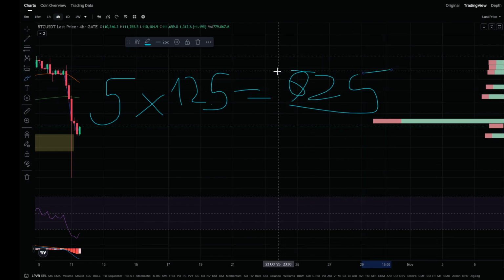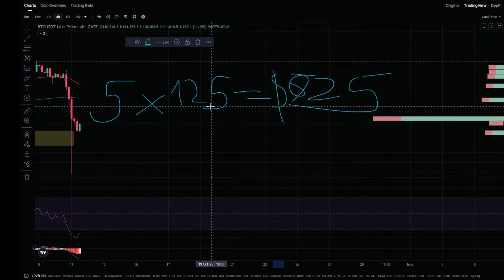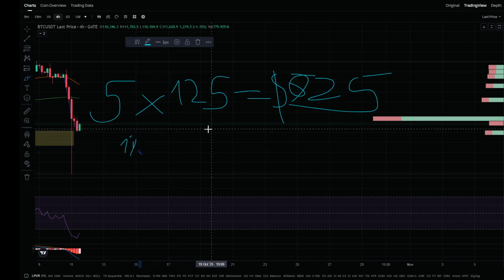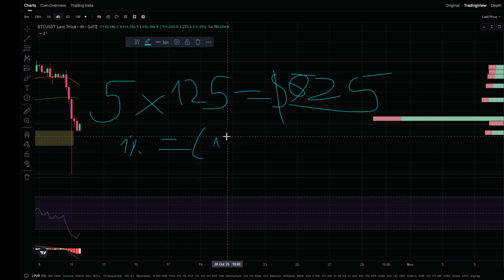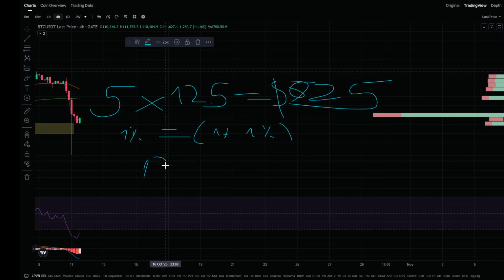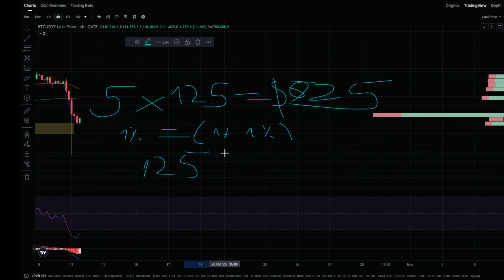$625. Okay, $625. I mean that if prices move just 1%, so you have multiplied by 1 plus 1% on the return on investment. So it means 125% on ROI.